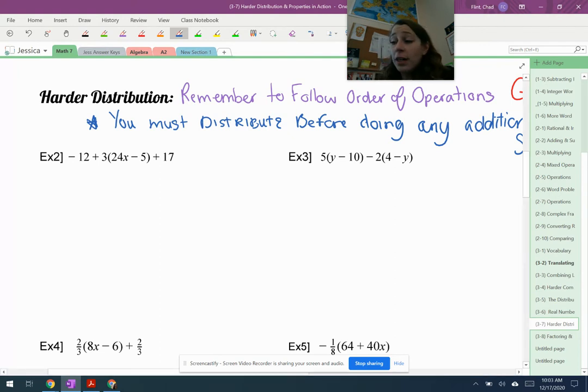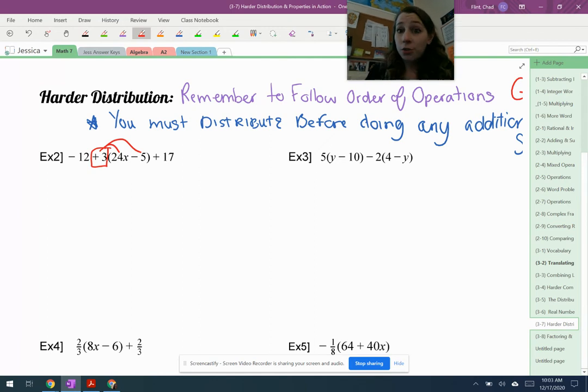So distributing, I'm looking for that number on the outside of the parentheses, which in this first example just so happens to be a positive 3. The positive 3 needs to get multiplied by only the pieces in the group or in the parentheses. Remember, we don't want to share with everybody else. We only want to share with the people in our group.